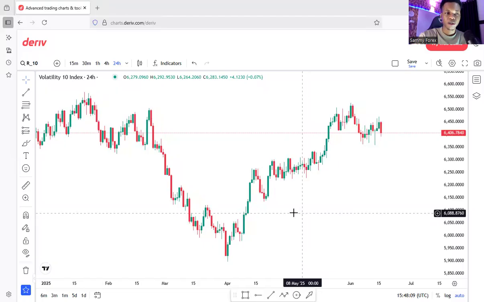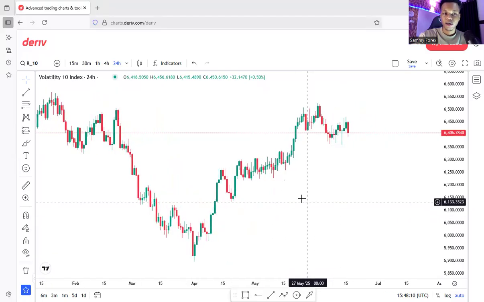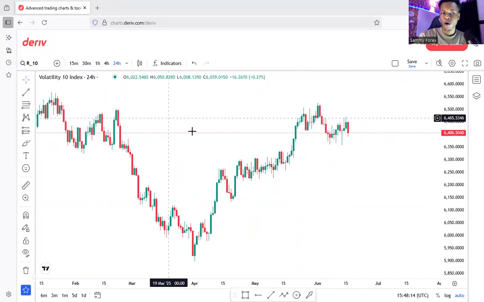So I'll be diving into the volatility pairs so that we can analyze it together and you can look up to what the pairs is going to turn out to this week, all right? So I'm currently on volatility 10 index 24 hours time frame.